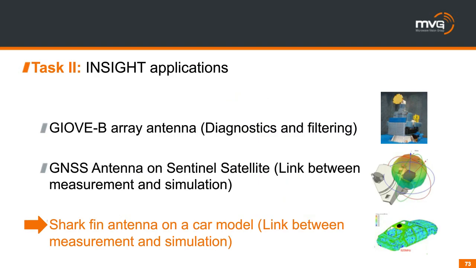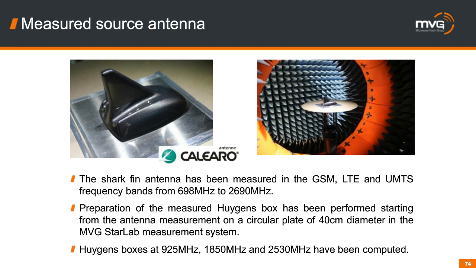Let's continue now with the last example that regards a shark fin antenna on a car model. This application deals with the link between measurements and simulation. The antenna under test has been designed and manufactured by Caliaro. And the antenna has been measured in the GSM, LTE, and UMTS frequency bands from 698 MHz to 2,690 MHz.